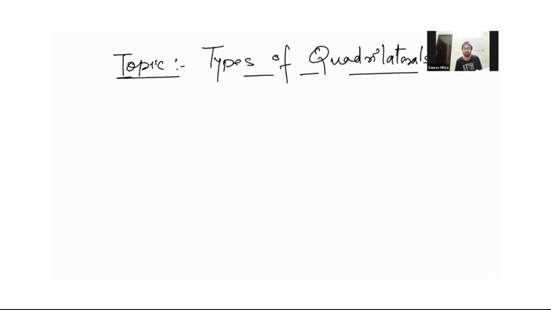Today's topic of this session is types of quadrilaterals. So in this session we will discuss what are the various types of quadrilaterals and some of their properties also. So let's start the session.